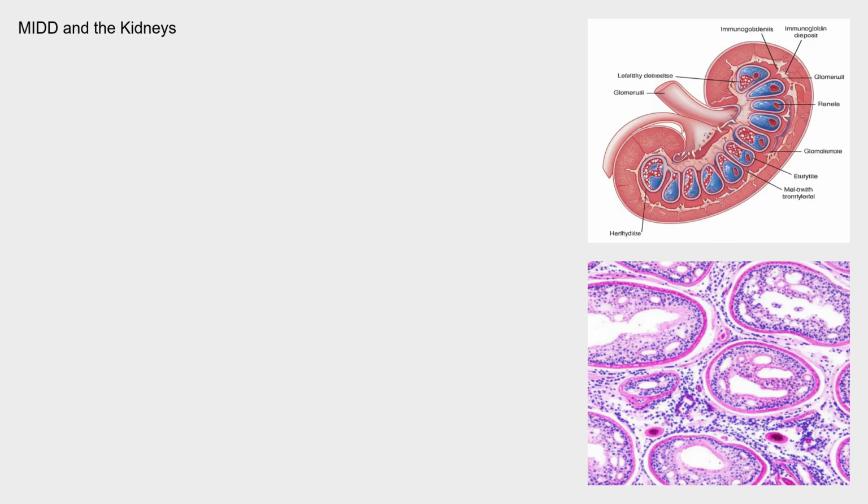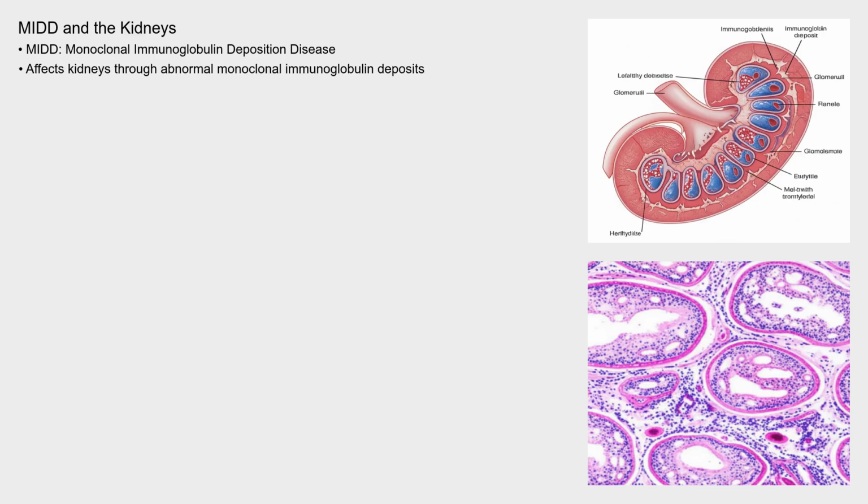Let's understand how MID affects the kidneys. The abnormal monoclonal immunoglobulins deposit themselves within the delicate structures of the kidney, primarily the glomeruli, which are the filtering units. These deposits disrupt the normal filtration process. They can clog the glomeruli, thicken the surrounding membranes, and eventually lead to inflammation and scarring, a process known as glomerulosclerosis. Over time, this damage reduces the kidney's ability to filter waste products from the blood, leading to kidney dysfunction and eventually kidney failure.